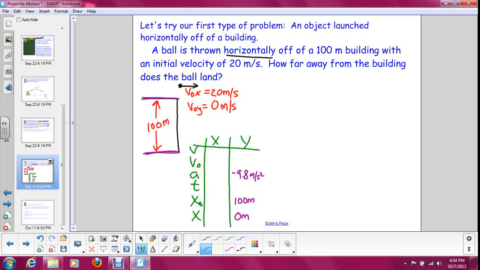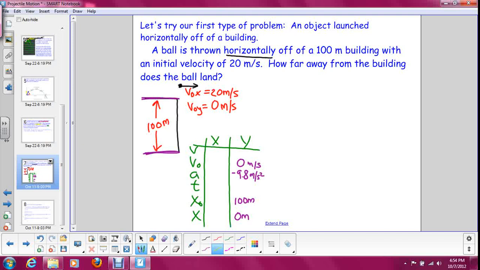The reason this ball falls from 100 meters down to the ground is because gravity is pulling on it. And gravity always has this acceleration for any object ever. We know from looking at our picture that the initial velocity is 0 meters per second in the y. And do we know the final velocity in the y? We do not. Do we care?